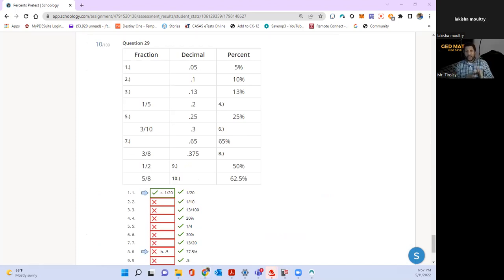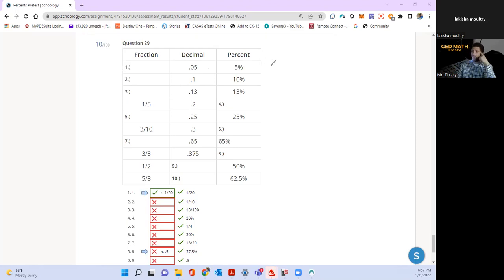This is very important. Knowing this is one of the most important mental math skills that you need to know: fraction, decimal, percent equivalence. So what you want to do here is, I gave you the percent, I gave you the decimal, and I wanted to know the fraction.